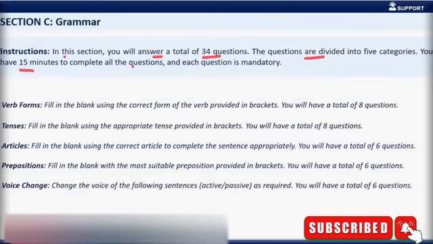You will have 15 minutes to complete all the questions, and each question is mandatory. The questions are divided into different categories. First one is verbal forms. Fill in the blanks using the correct form of word provided in brackets. You will have 8 such questions.